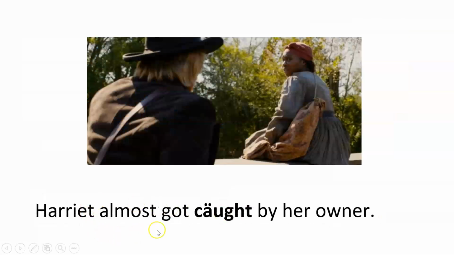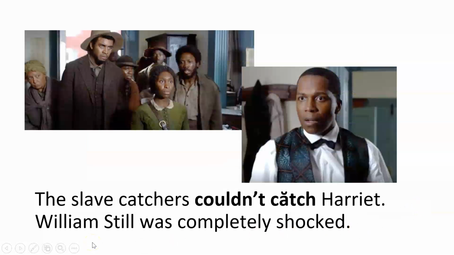Harriet almost got caught by her owner. She almost got caught, but she didn't. And the slave catchers couldn't catch Harriet, and William still was completely shocked when he saw her come back. Nothing happened to her. He was completely shocked. So in this case, we have a helping verb and a main verb, and you can see couldn't is in the past form, and then we go back to the base form for catch. Couldn't catch.